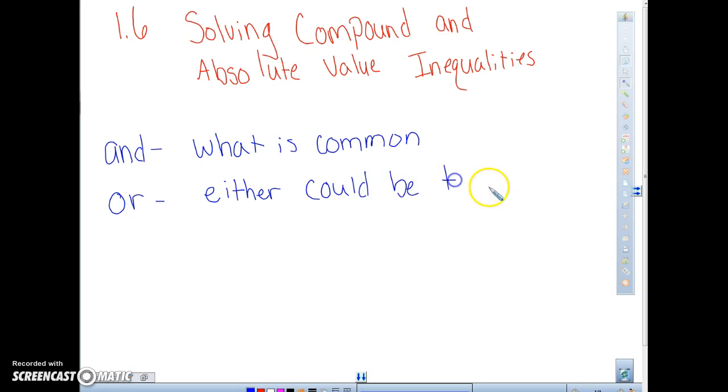We did a small portion of this in Algebra 1, and so we'll dig a little bit deeper. The problems will be a little harder than we did in Algebra 1, but you did do some of this, so a little bit of it should be familiar to you. When we talk about "and," we say what's in common, so you're only going to be shading on the number line what is in common with the two answers. Or, either one of them could happen, so you shade both answers.